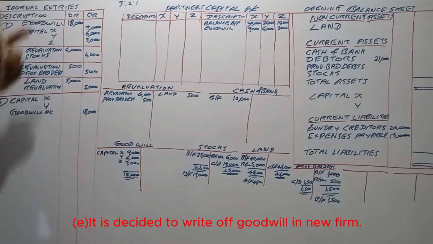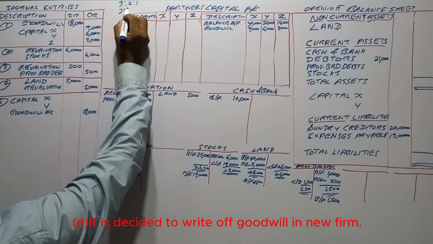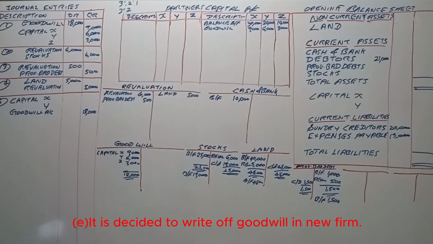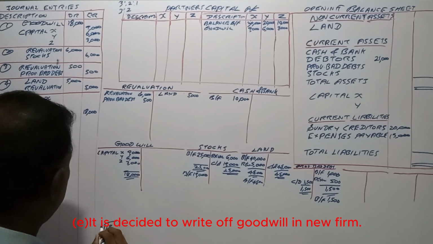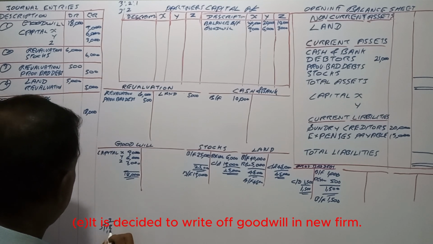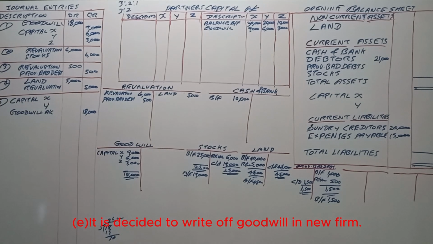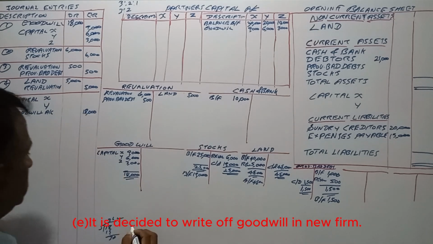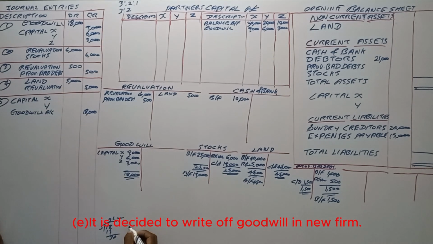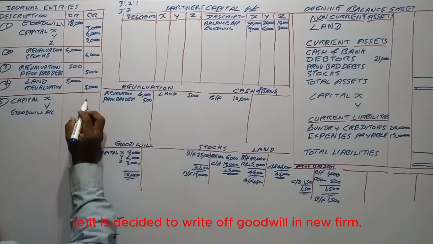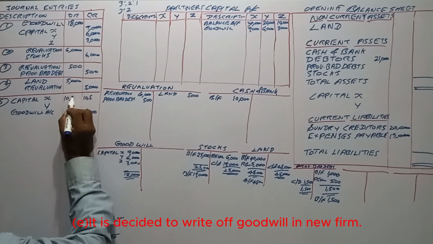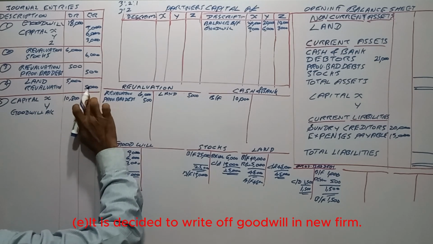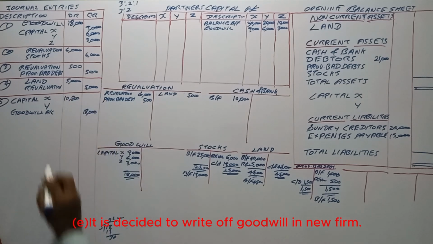18,000. What is the new profit sharing ratio? It is 3 is to 2, so 5. 18,000 divided by 5 gives 3,600. So 3,600 times 3 is 10,800, and 3,600 times 2 is 7,200.